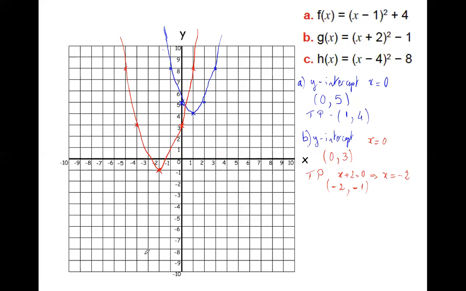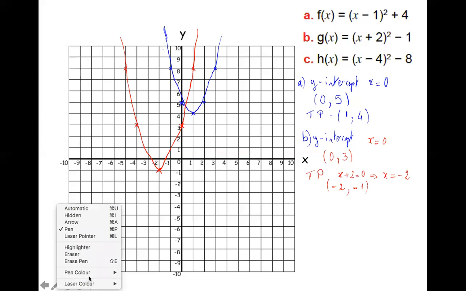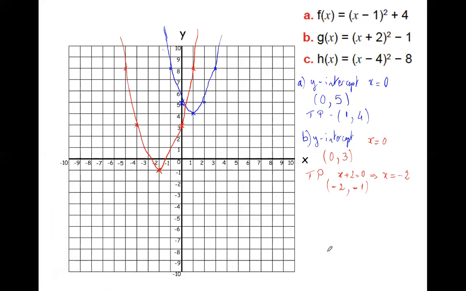So C, we're going to do it. What color can we use? We can use green for C, I guess. I got green there, yeah. Again, so for C, y-intercept, x equals 0. Negative 4 squared, that's 16. 16 minus 8 is just 8. So (0, 8). So that's my y-intercept for this one.